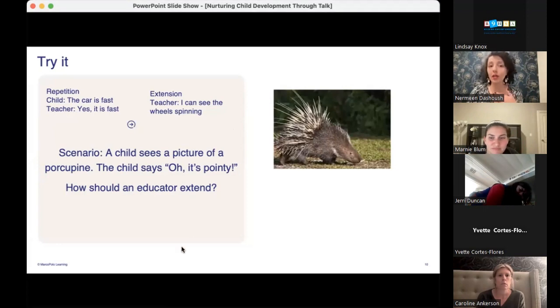So in this scenario, a child is pointing at a porcupine, and it says, oh, it's pointy. And you repeat, oh yeah, it's pointy. How can you extend that language as well? So write in the chat, what's something that you would say to the child that you would add on to their observation?